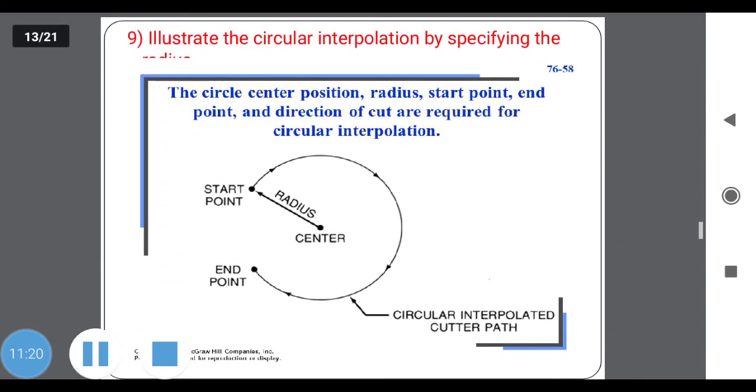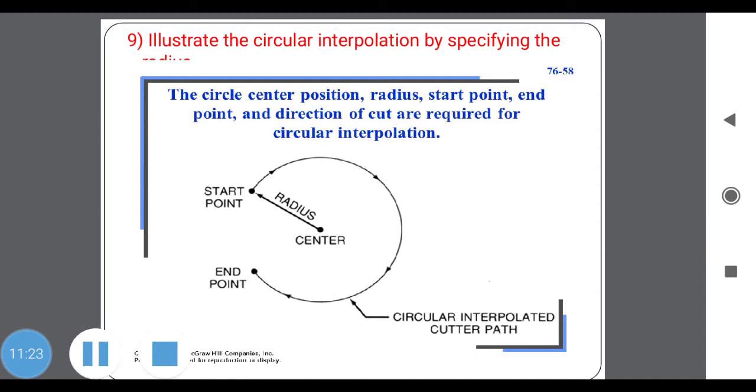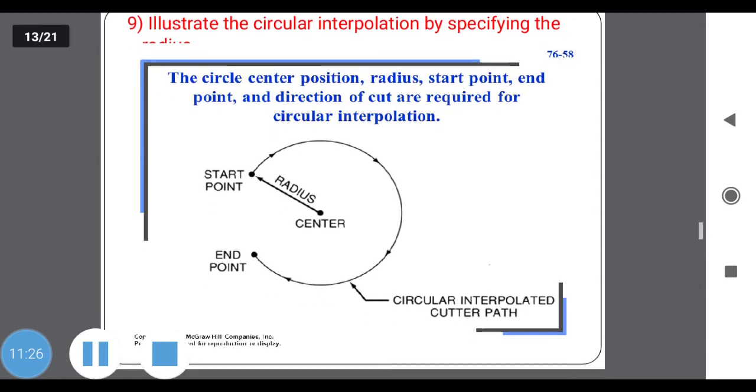Next question is to illustrate the circular interpolation by specifying the radius. Once they give the radius, how to illustrate the circular interpolation. This one is the same as the previous; here only they mention the radius. In this, the circle center position, radius, start point, end point and direction of cut are required for a circular interpolation. You need to give the starting point. In the circular diagram you may see here, the first point is the start point. From that, with the direction of the arrow, the end point, from the center we need the radius. That is how to get the circular interpolation in a program.